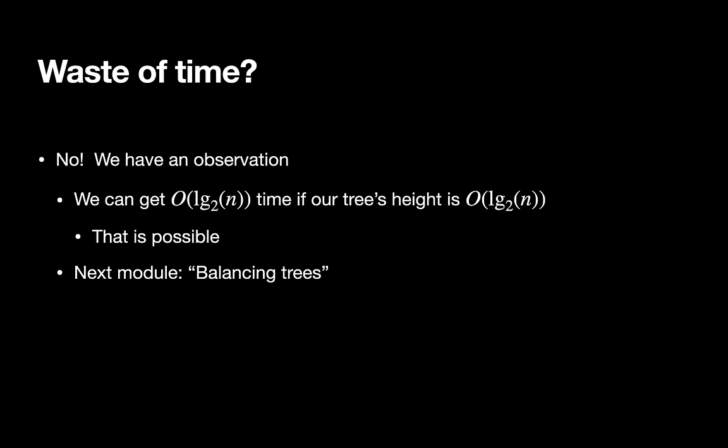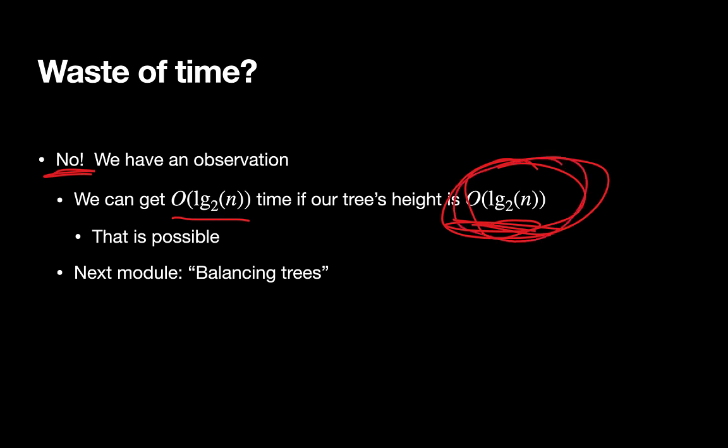Okay, so was all of this exercise a waste of time? No, it wasn't. We have a great observation here that log n behavior is possible if we can somehow control the height of our tree and ensure that it's log n. That will be the focus of our next module, and part of the studio you'll work towards augmenting trees to keep track of additional details so we can try and ensure that the tree's height is log n.